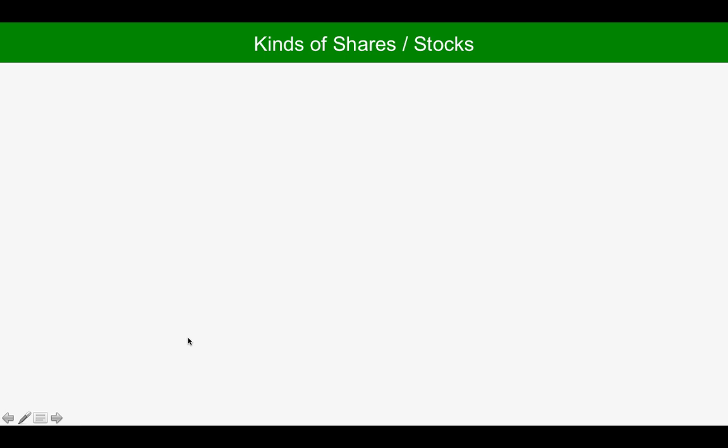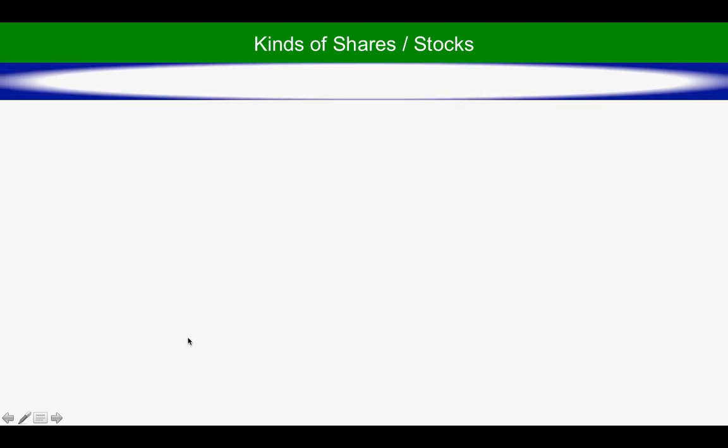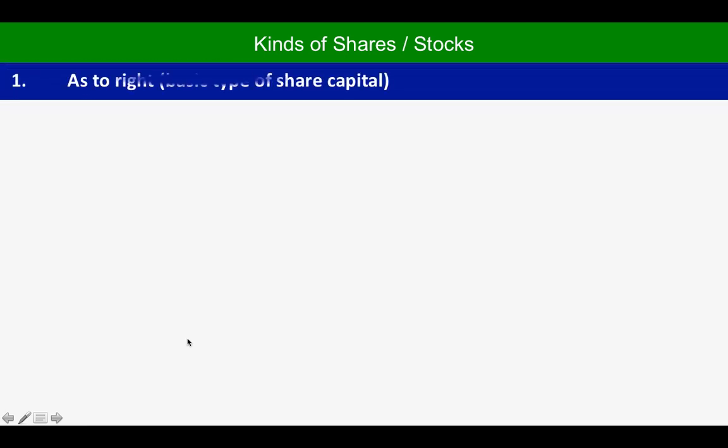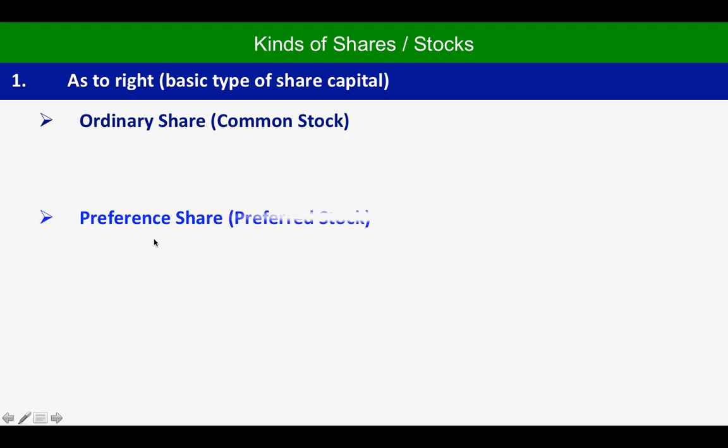Okay, let us discuss kinds of shares or stocks. First, as to right. So we have the basic type, which is ordinary share, and it is also called common stock. Ordinary share or common stock are synonymous. Okay, and we have preference share, or you can call that preferred stock. They are the same.